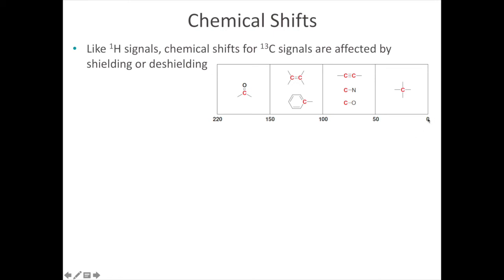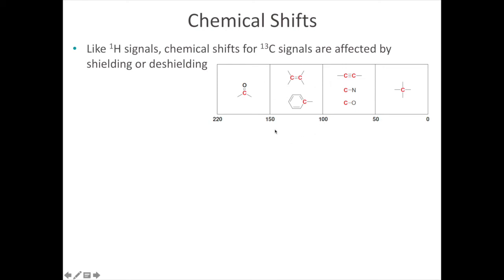Starting from the shielded side here, if you just have a normal carbon, an sp3 carbon, it would be from 0 to 50 ppm. Moving from 50 to 100 ppm region, you will have carbons that are sp hybridized, like this alkyne, or a carbon that is adjacent to an electron withdrawing group, like oxygen or nitrogen.